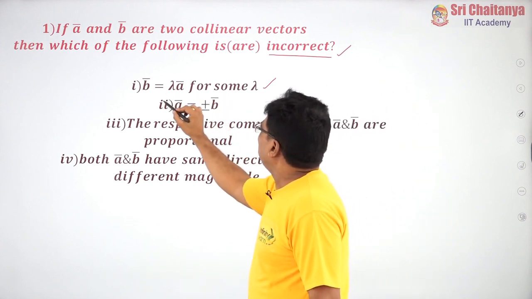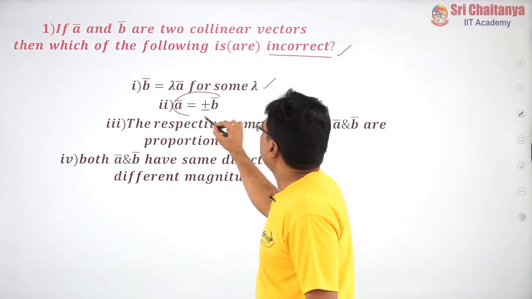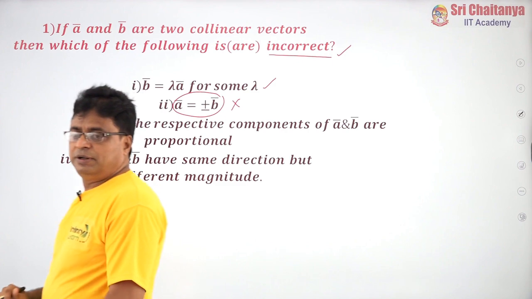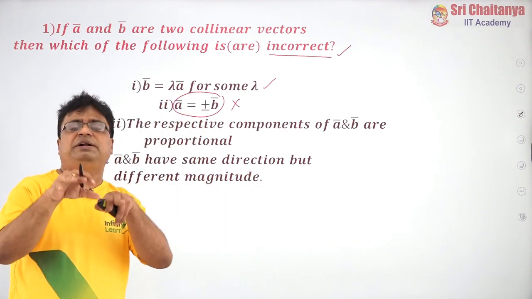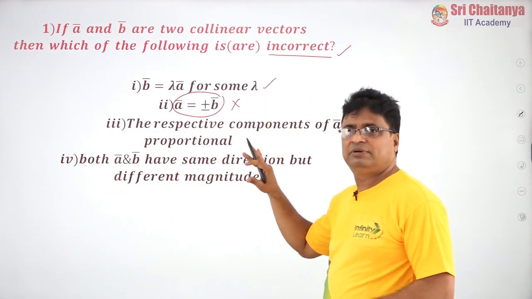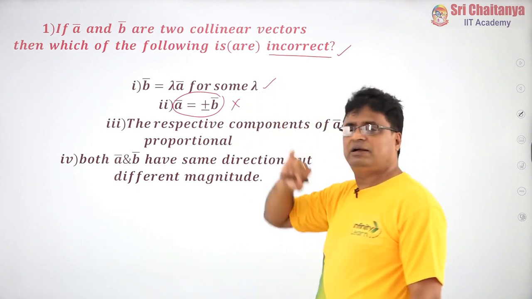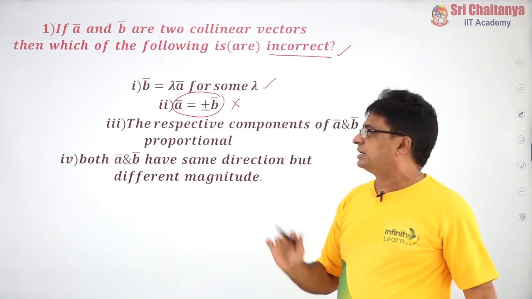But if A bar and B bar are 2 collinear vectors, it is not necessary that A bar is always equal to plus or minus B bar. It may be, but what is given makes it compulsory, and it is not compulsory. Since it is not valid in all cases, this answer is not correct.